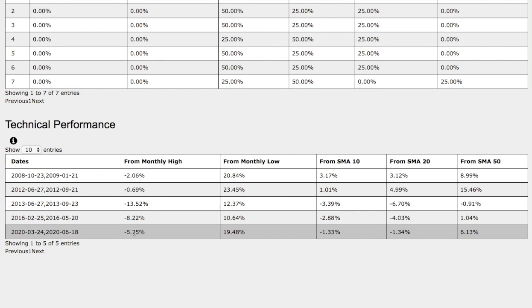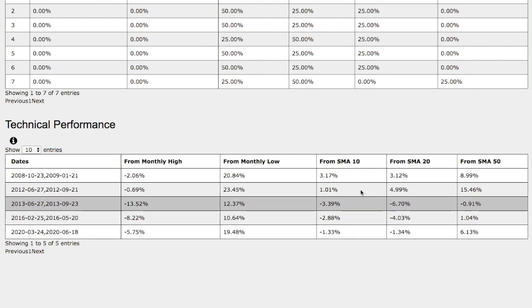So now let's examine closer the technical performance of each trend. On the current trend, we're currently down 5.8% from monthly high, up 20% from monthly low, down 1.3% from the 10 simple moving average, down 1.3% from the 20-day simple moving average, and up 6% from the 50-day simple moving average. Now the trend we just examined, again, was back in February 25th to May 20th, 2016. Back then it was down 8% from monthly high, up 11% from monthly low, down 3% from the 10 simple moving average, down 4% from the 20-day simple moving average, and up 1% from the 50-day simple moving average.